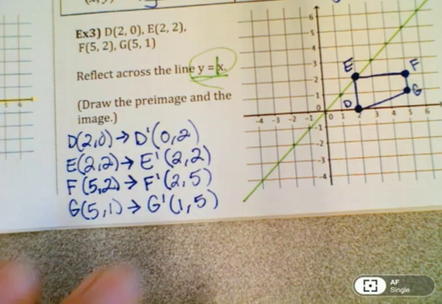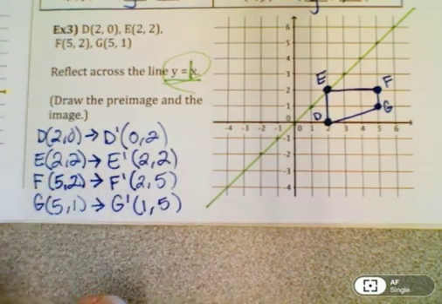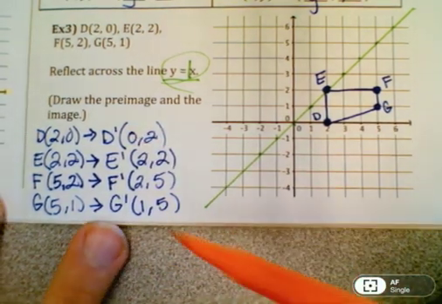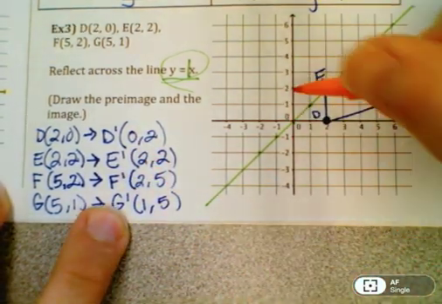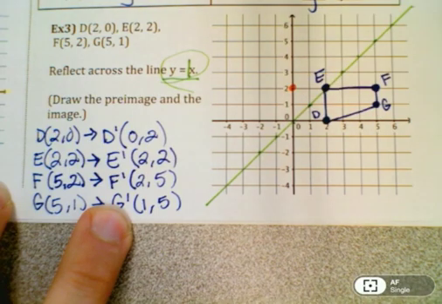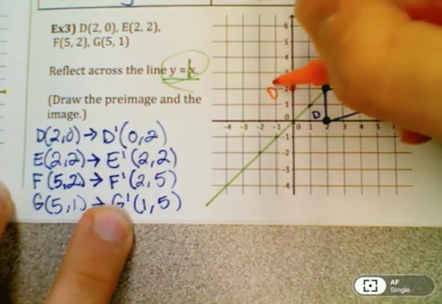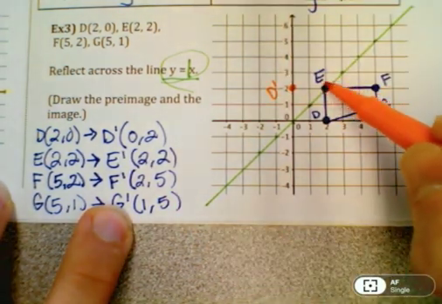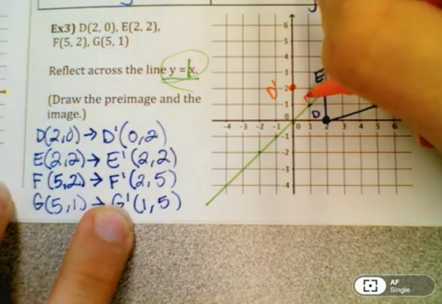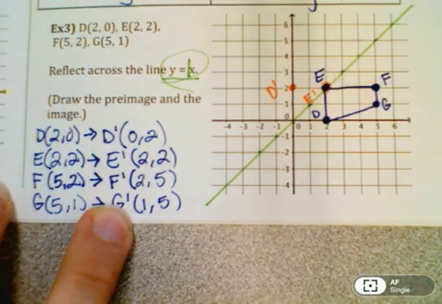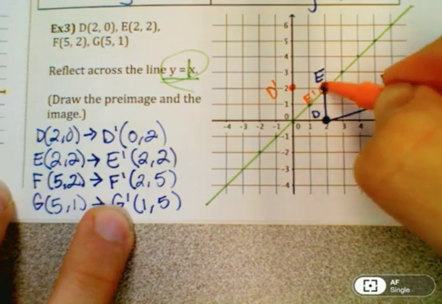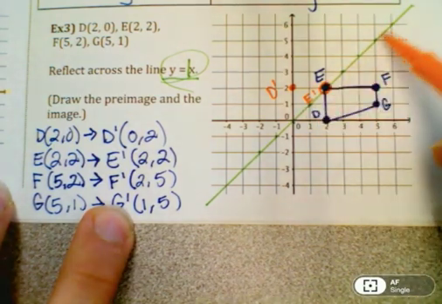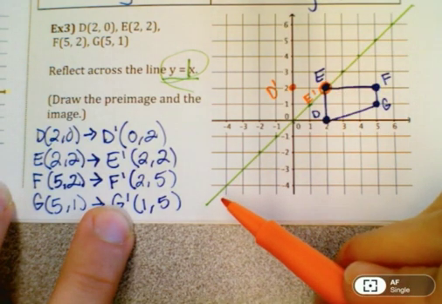And when you're done, go ahead and look up here. Obviously, if you need to pause the video, go for it. So this is what I got as my image points, and let's go ahead and graph them. D prime is at 0, 2, so over 0, up 2, that's D prime. E prime is at 2, 2. It's in the same spot, so I'm just going to write E prime next to it, but the same point. The reason that it doesn't move is because it's actually on the line of reflection, so it's not going to move.